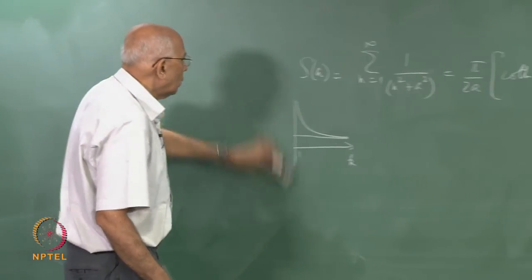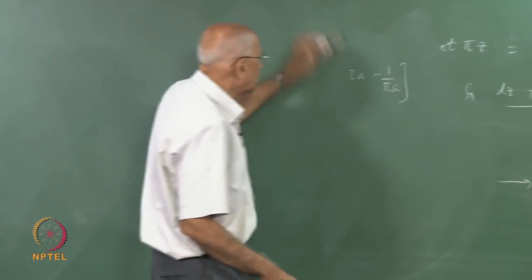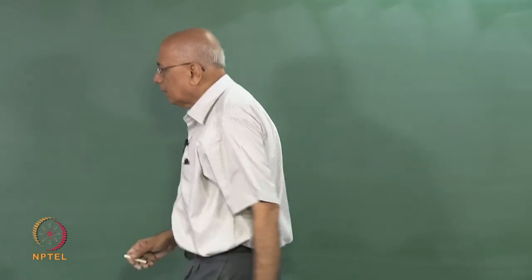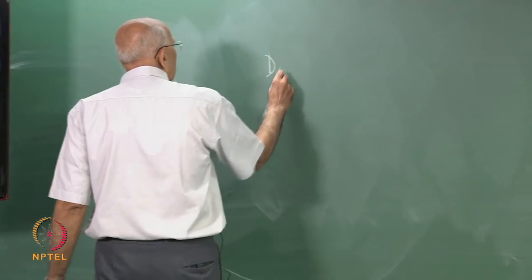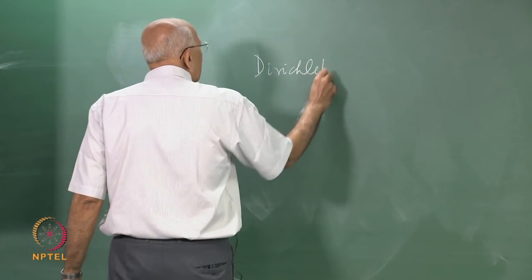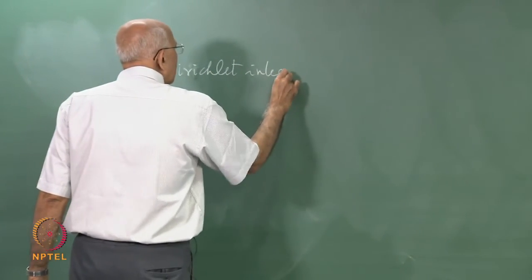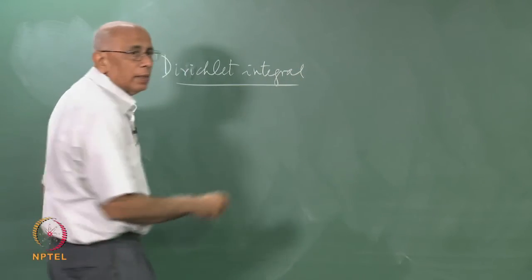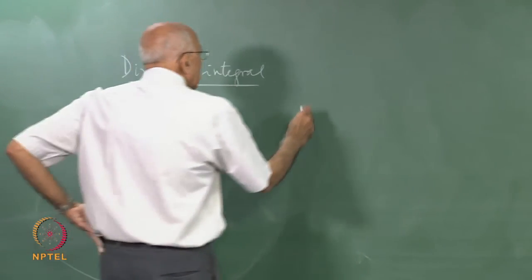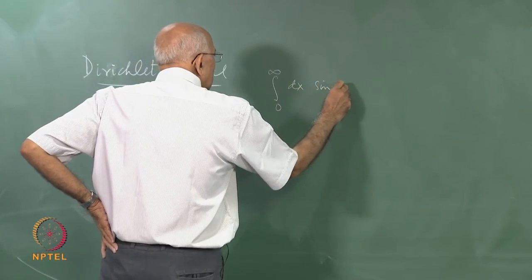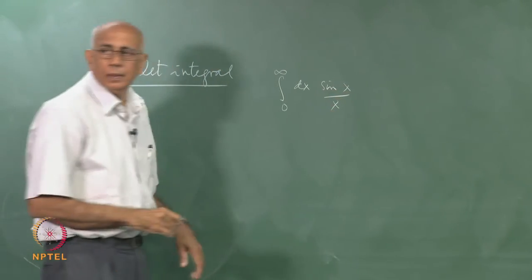Next is to show you how you can evaluate one more integral, just to show you how these singularities are handled. This is a famous integral, called the Dirichlet integral. It is one of the Dirichlet integrals, and it is the following: the integral from 0 to infinity of dx sin x over x.